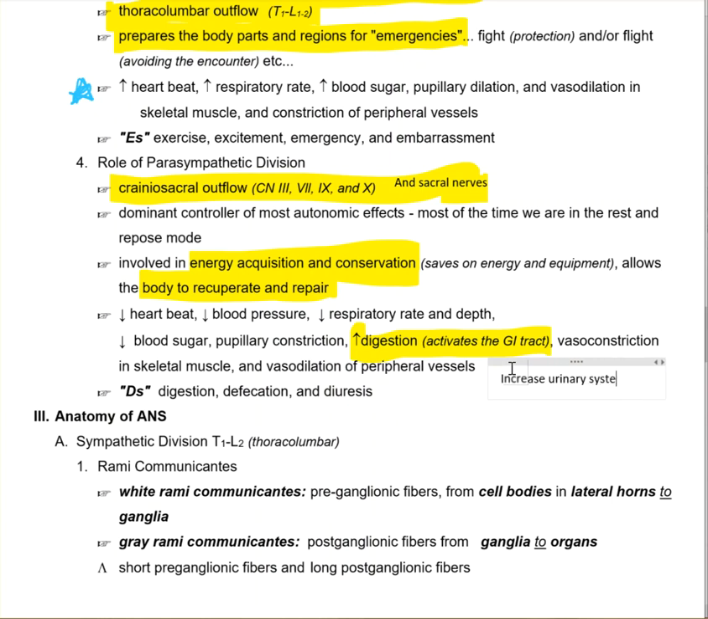So it's not that everything is quieted in parasympathetic, it's that some things are quieted and some things are stimulated. We'll vasoconstrict skeletal muscle, but we'll often vasodilate peripheral vessels to other organs and to other parts of our periphery, like our skin. We sometimes use the D words for these: digestion, defecation, diuresis, things like that. All right.